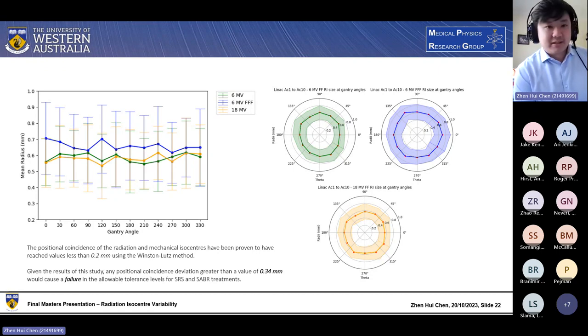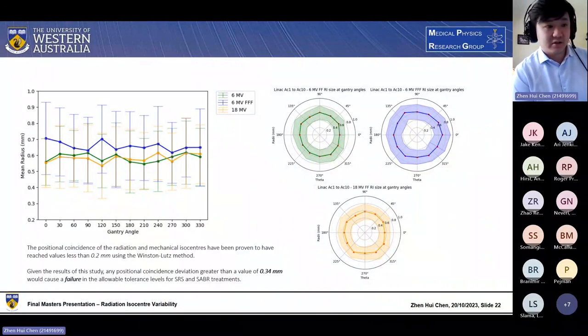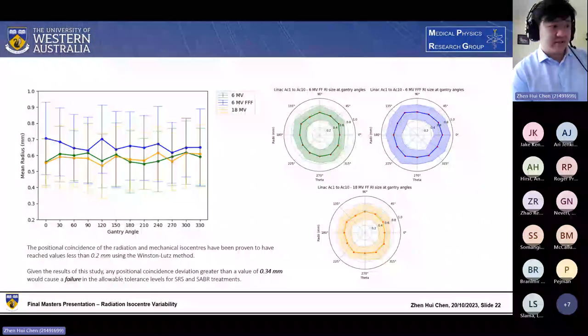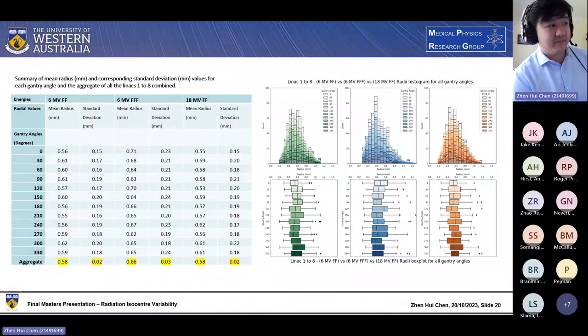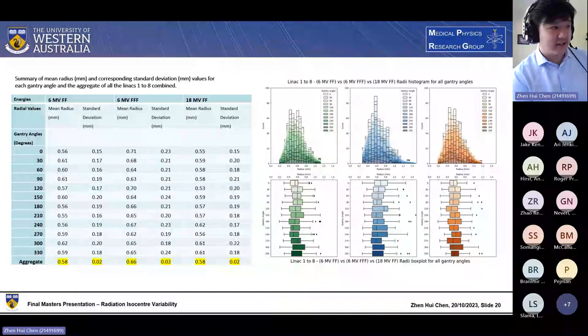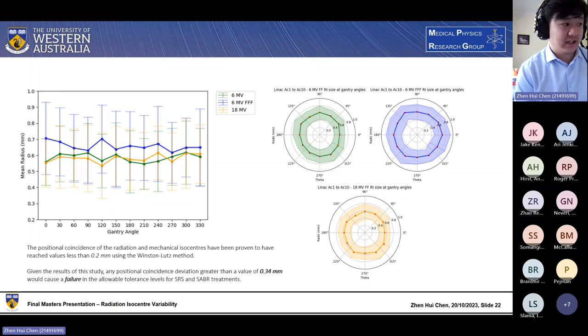So for the Winston-Lutz test, it's been written in the paper that the radiation and mechanical isocenters can be reached and adjusted to within 0.2 millimeters using the Winston-Lutz method. However, given the results of our studies, if I go back to this plot, we can see that for the 6 MV FFF beam, we have a mean radius of 0.66, which suggests that if there is any positional coincidence deviation greater than a value of 0.34 millimeters, then that will cause a failure in the actual allowable tolerance for SRS and SABR, which is 1 millimeter.